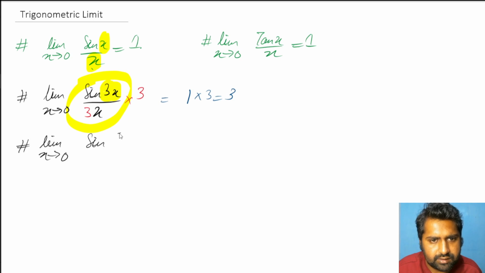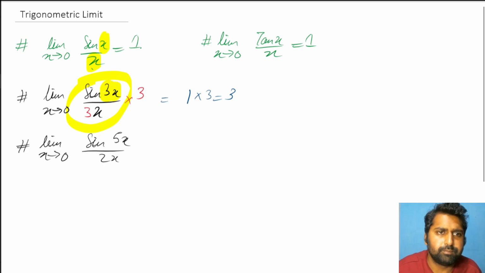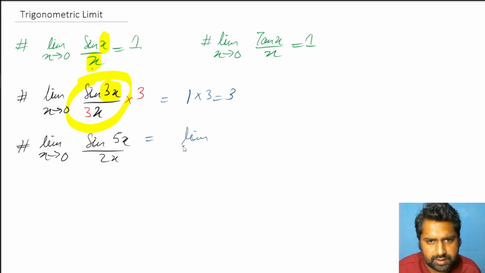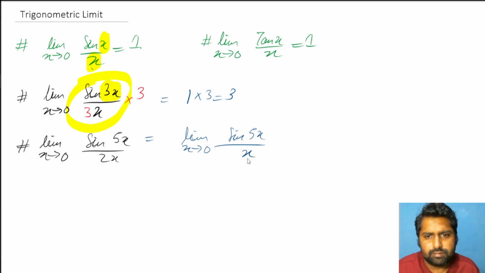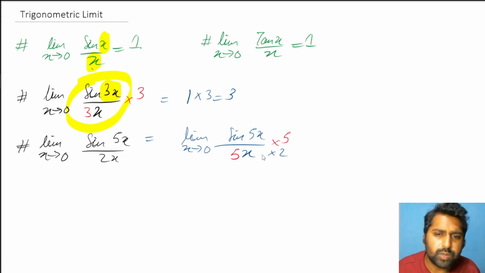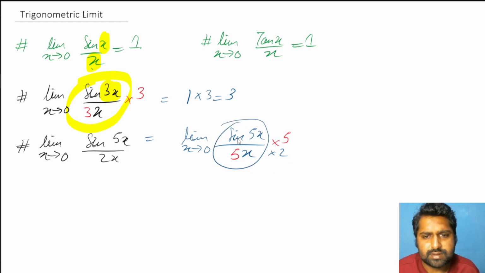Okay. Next, limit x tends to 0. This time let's say sine 5x upon 2x. Okay. So same thing, limit x tends to 0, sine 5x. Denominator is 2x, but what do you need? You need 5x now. So you write down 5x first of all, then adjust that 5. Okay, and it was already 2x, so just write down 2 here. Rather than writing 2x, write down x first and then 2 here. Now this is again standard, sine something upon same something, limit x is tending to 0. So this is becoming 1. This was 1. This was also 1. So 1 into 5 by 2. That's the answer.